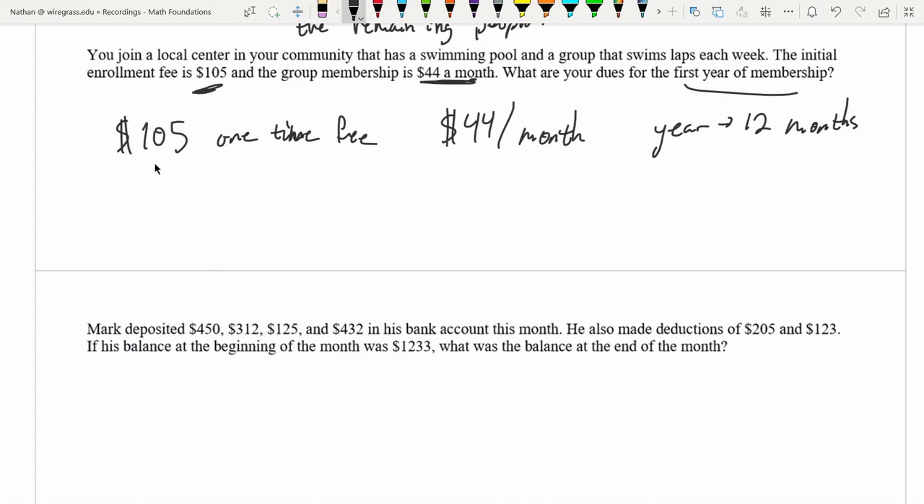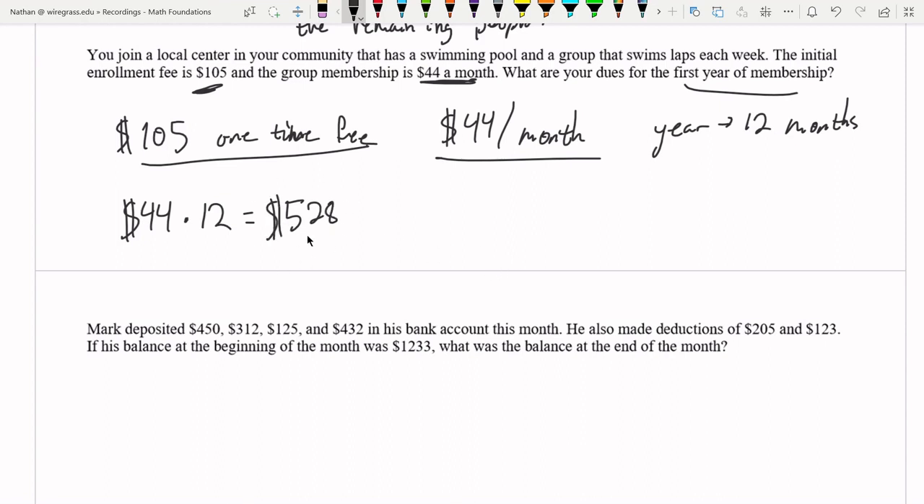Well, we have 105 is a one-time fee. We have to pay that for our first year. And $44 per month is a continual fee. So this per month is done each month, and there's 12 months. So really we're going to have to pay 44 times 12, or 44 plus 44 plus 44 12 times. And that's going to give us 44 times 12 is $528.